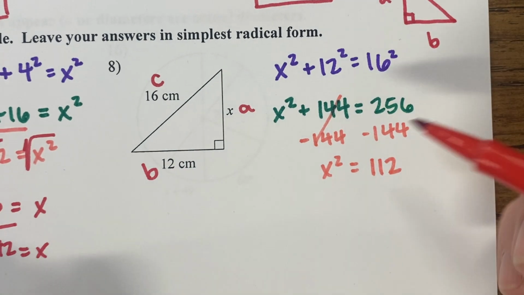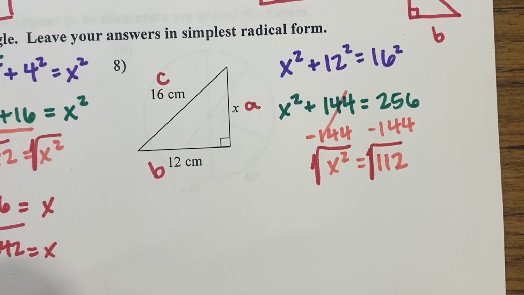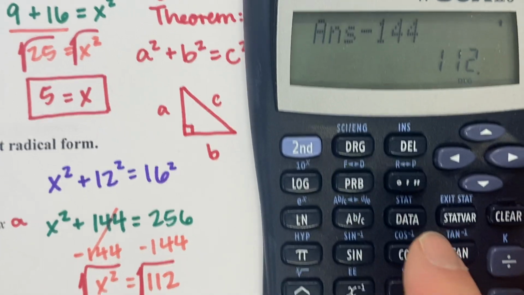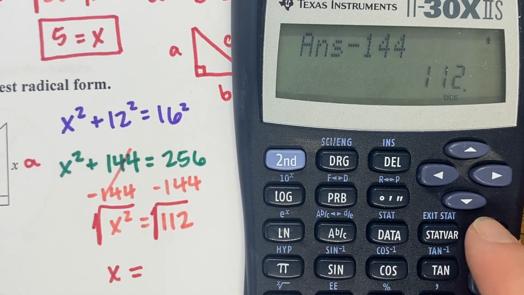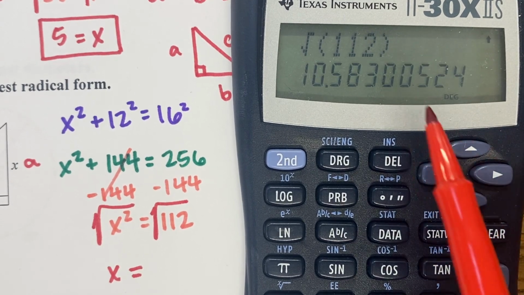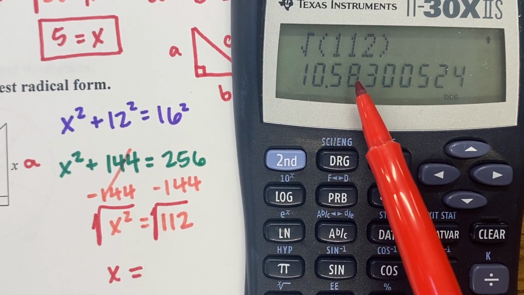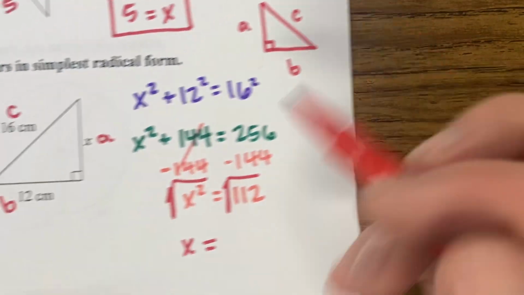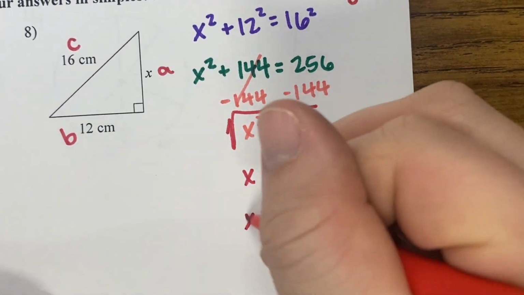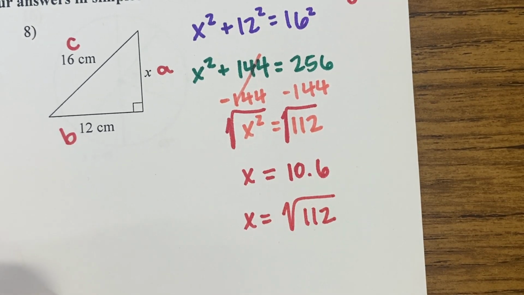Okay, then my last step, opposite of squaring something, is square root it. So I get x is equal to, I don't know what the square root of 112 is, so let's go ahead and punch it into our calculator. Square root 112, 10.58. Let's round it to the nearest tenth, so that's our first spot. This 8 behind the 5 is going to bump it up to a 6. So our decimal form of the answer is 10.6. Or if it wanted the radical or exact answer, it would be just the square root of 112.